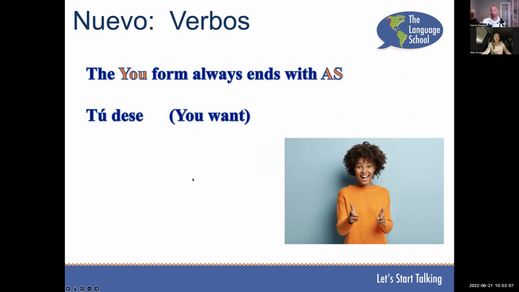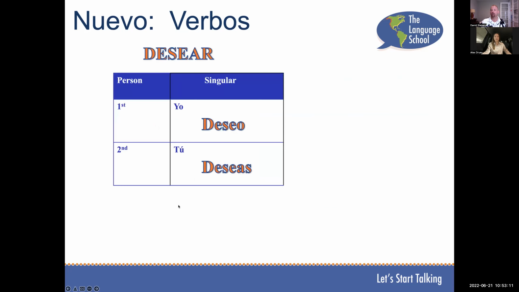Next, to say you want, we add back AS, tú deseas. All right, so these are our AR verbs. Desear means to want. Yo deseo means I want. Tú deseas means you want, right? Vamos a practicar con ordenar. How do you say I order? Yo ordeno. And then you order? Tú ordenas. There we go. Tomar. Yo tomo and tú tomas.